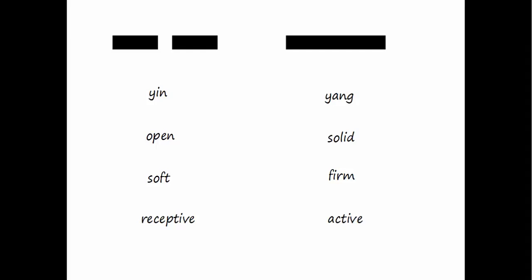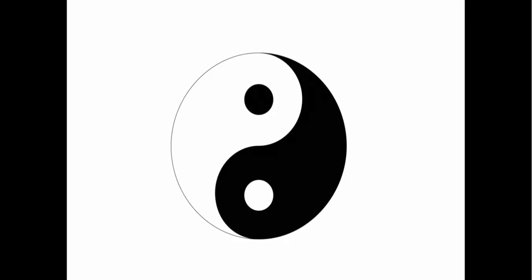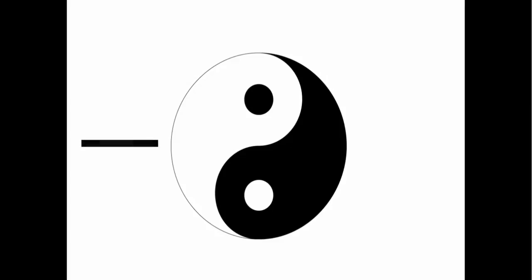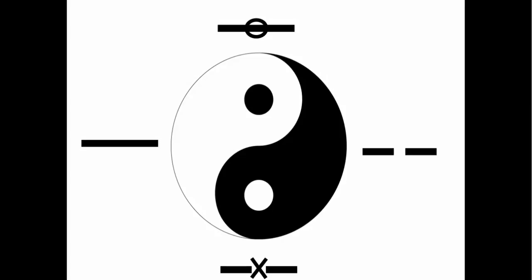But it gets more interesting because solid or open isn't a fixed state. A line can be changing from one to the other. Solid that's in the middle of changing to open is drawn like this, and open that's in the middle of changing to solid is drawn like this. A common way of describing these is as old yang and old yin lines. The idea is that yang is always becoming yin, and yin is always becoming yang in an endless cycle. A young yang line is newly yang and not changing yet. An old yang line is just changing to yin. A young yin line isn't changing yet, and an old yin line is changing to yang.